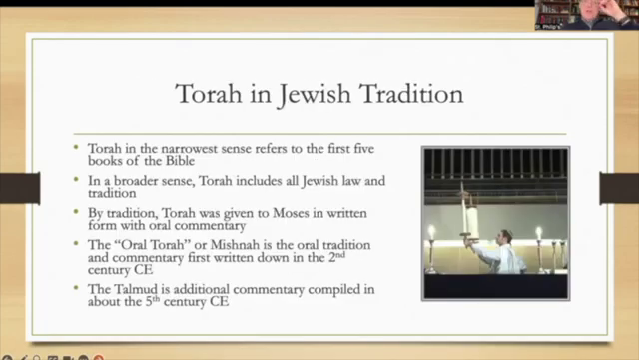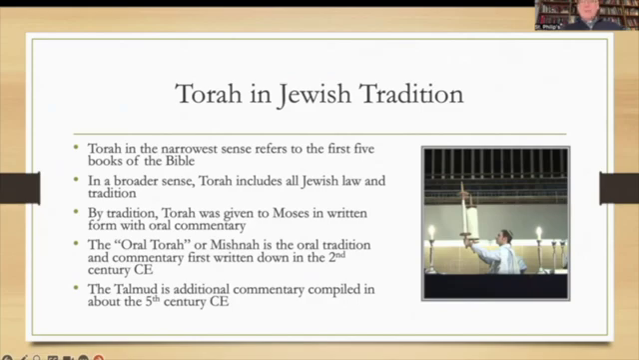In the Jewish tradition, the Torah, in the narrowest sense, refers to the first five books of the Bible: Genesis, Exodus, Leviticus, Numbers, and Deuteronomy. But in a broader sense, when you say Torah, it can include all of Jewish law and tradition as well. By tradition, the Torah, these first five books, were given to Moses in written form with oral commentary. And the oral Torah, the Mishnah, is that oral tradition and commentary, which was first written down in the 2nd century of the Common Era.